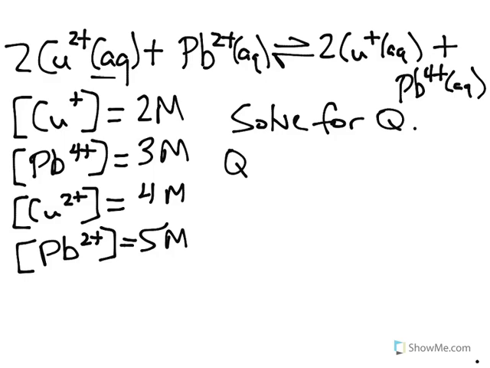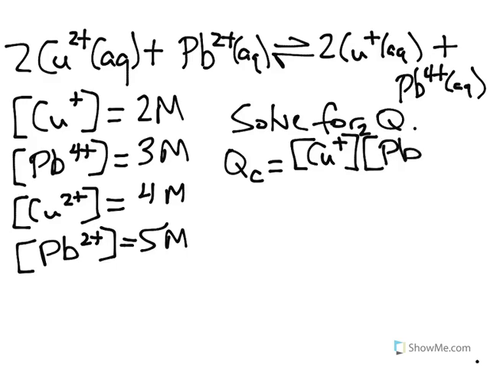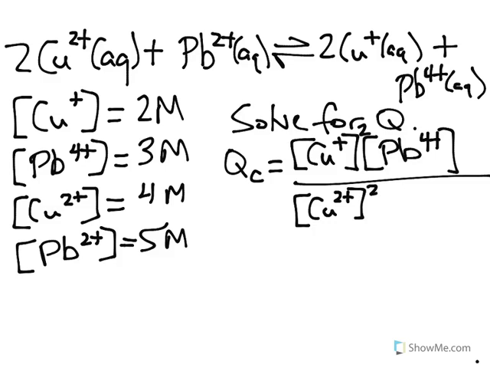So Q, again, I see an aqueous solution all over, so I will be using Qc. Qc is going to equal the concentration of the products, Cu+, squared, I left off my squared, times the concentration of the Pb4+, over the reactants, which is the Cu2+, squared, and the Pb2+. So this is my reaction quotient expression that I've written out here.